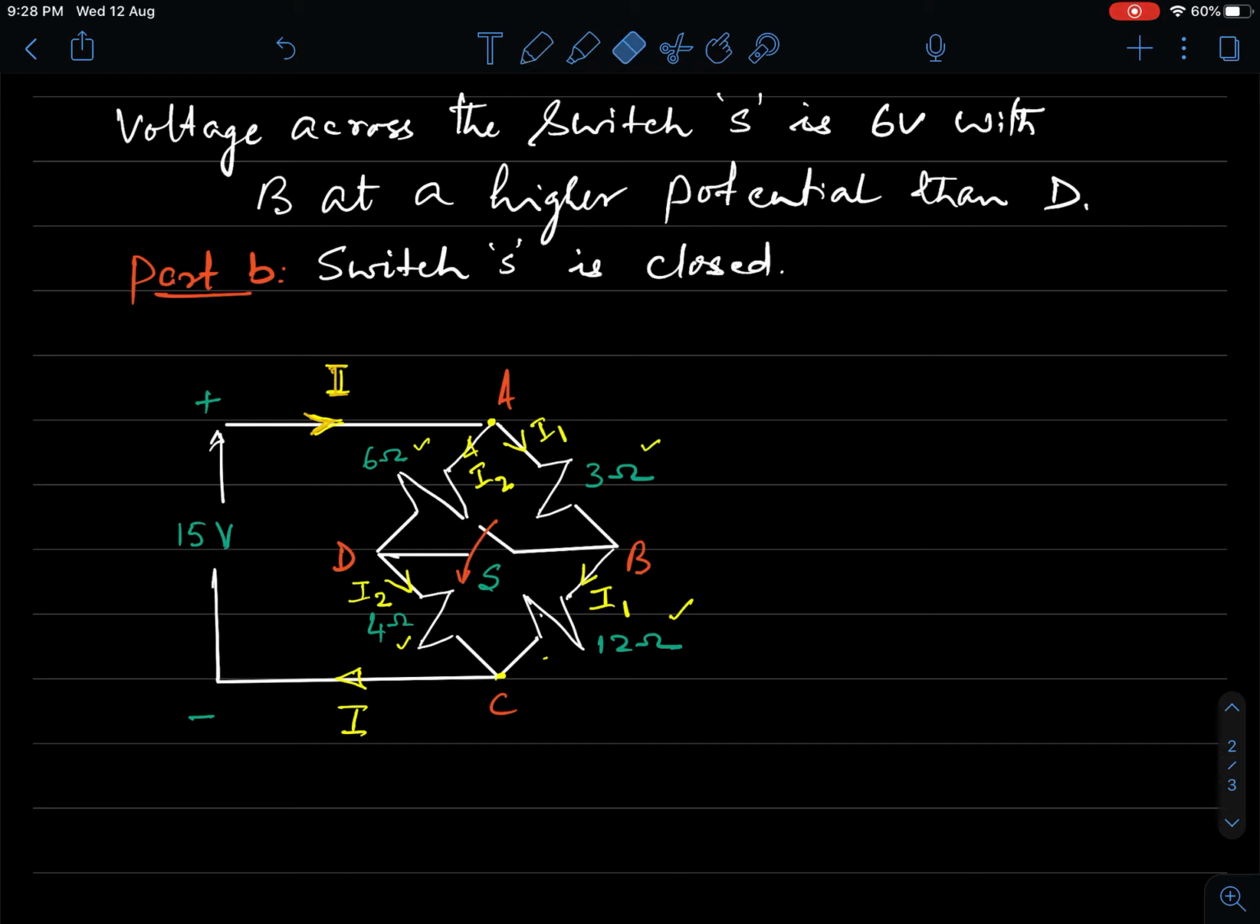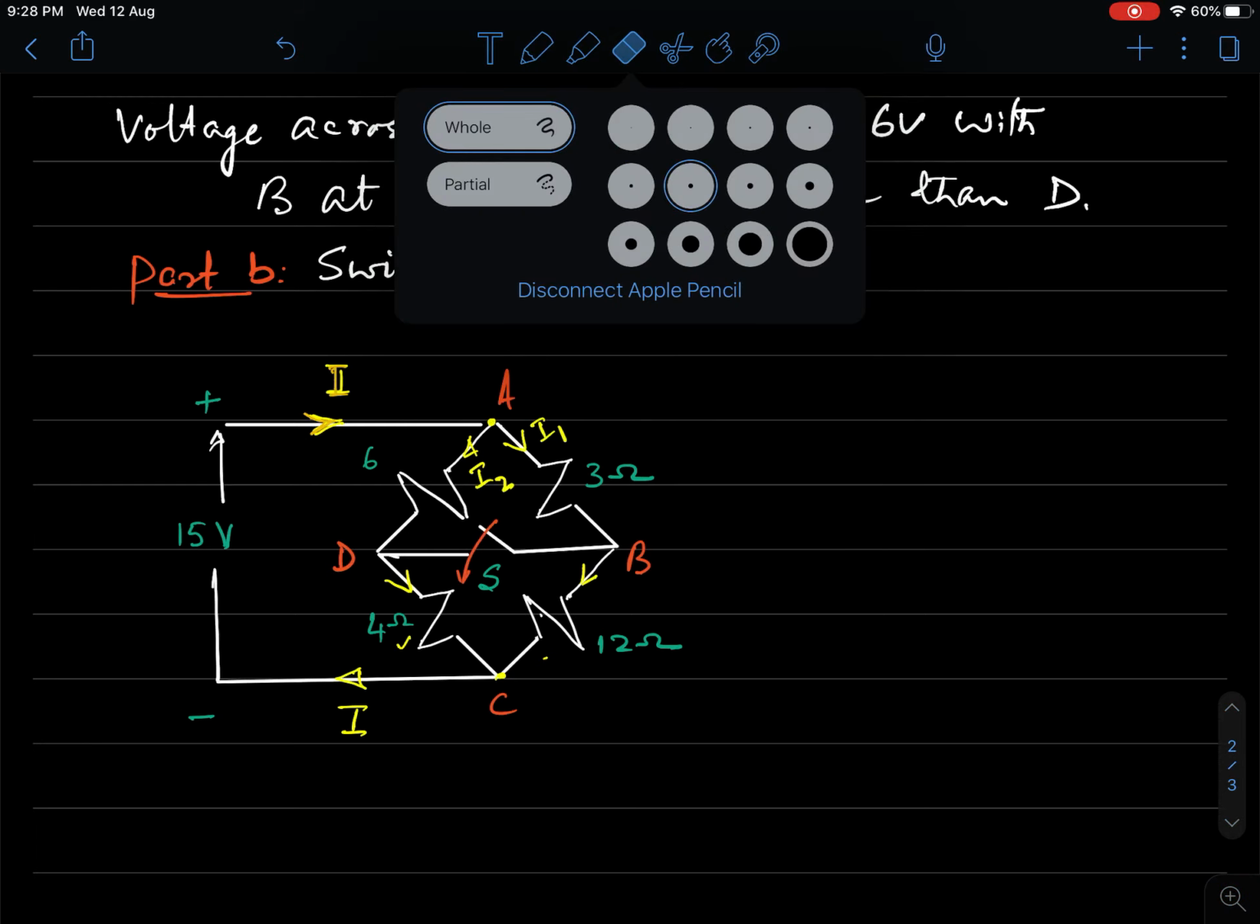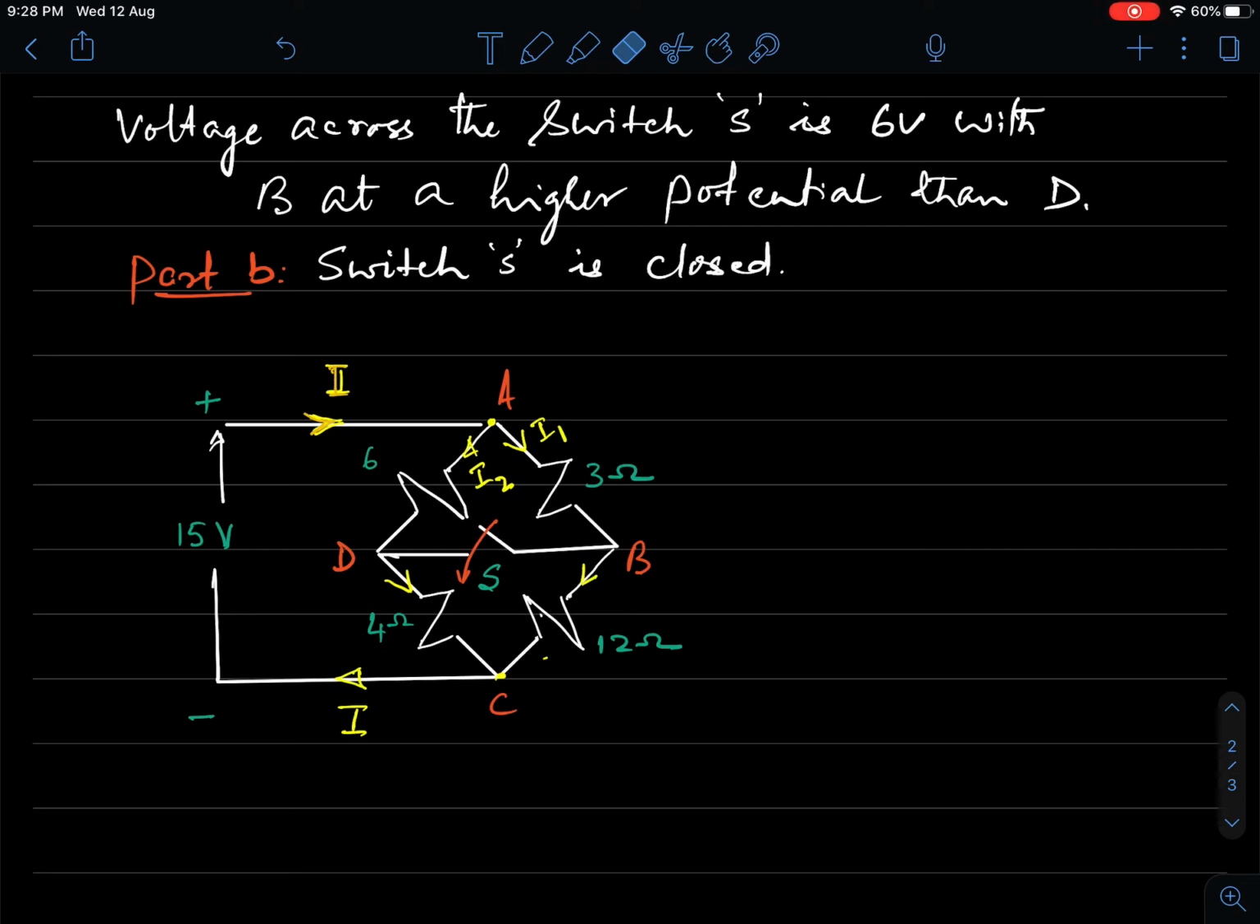So what I do is, I will erase this I1. I'll erase these things also. I'll erase this current. I'll erase this also. This eraser is little. I should have taken a smaller eraser. Let me not bother too much about the aesthetic part of it. Done. So I will try to write the currents now.